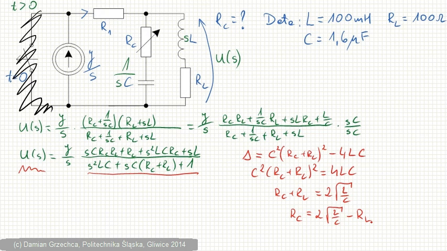If we substitute C by 1.6 microfarads and L by 100 millihenries, we'll obtain 250 times 2 minus 100. RC is 400 ohms. That's the critical resistance we have to set over here in order to get voltage u(t) in the time domain critically damped.